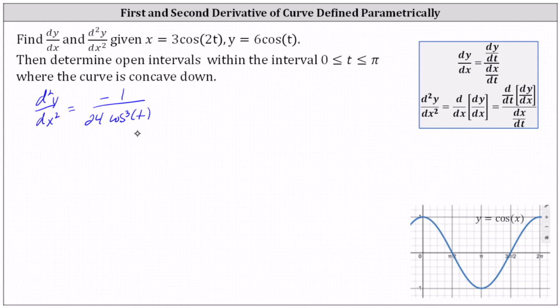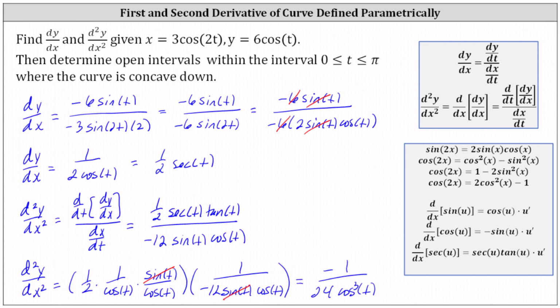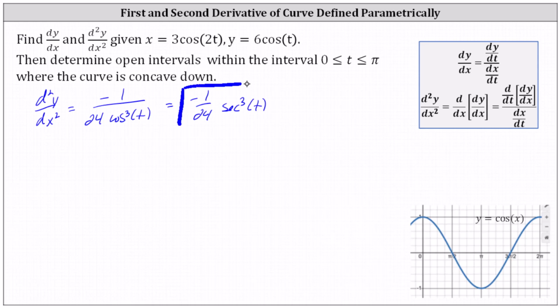Because 1 divided by cosine t equals secant t, we can write the second derivative as negative 1/24 times secant cubed t. So again, going back to our first slide, we found the first derivative, and now we have the second derivative.